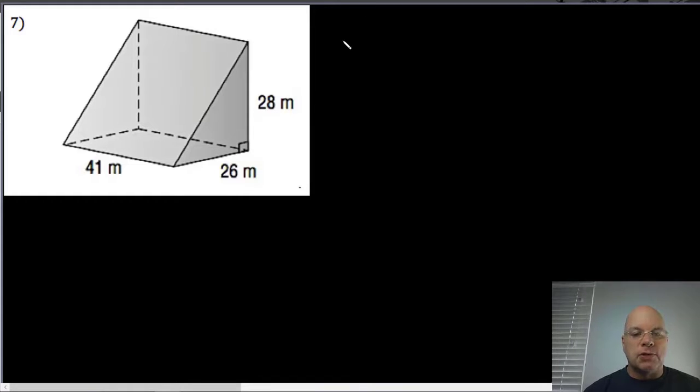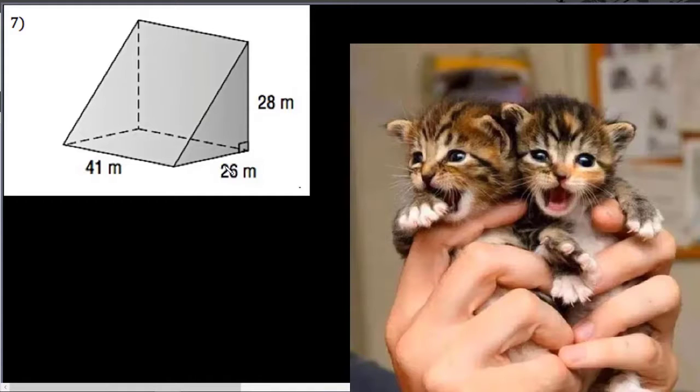So write down your formulas, substitute the values, and try that one on your own during the pause to come back and see how you did.